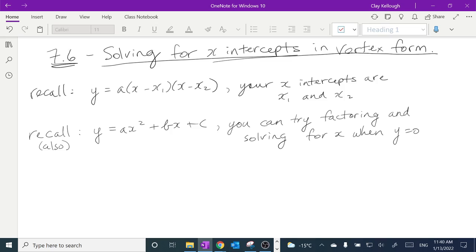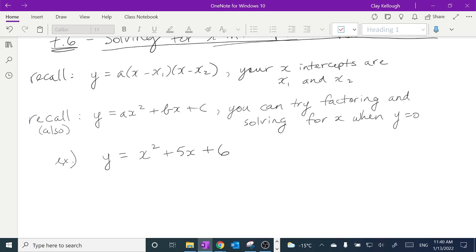So for example, one that we've done already, say that you had the parabola y equals x squared plus 5x plus 6. Remember, standard form tells me two things: the a value is 1, so I know it opens upwards, and the 6 is the y-intercept. So I only know one point here. If I wanted the x-intercepts, I let y be 0, and I factor this. That's an easy one.